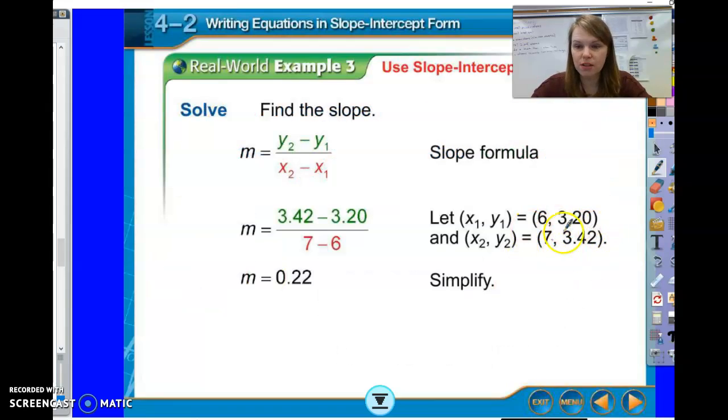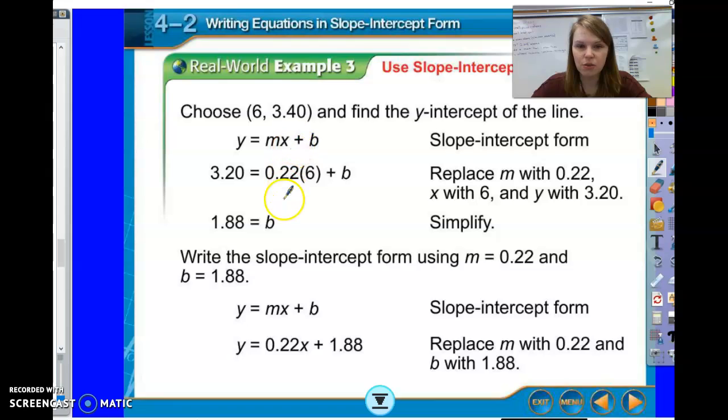Given our 2 points, we can now go ahead and do the slope like we had done before, y2 minus y1 over x2 minus x1. They plugged that in and they got 0.22 for the answer for slope. Now we need the y-intercept, right? So they plugged that in along with one of the values.